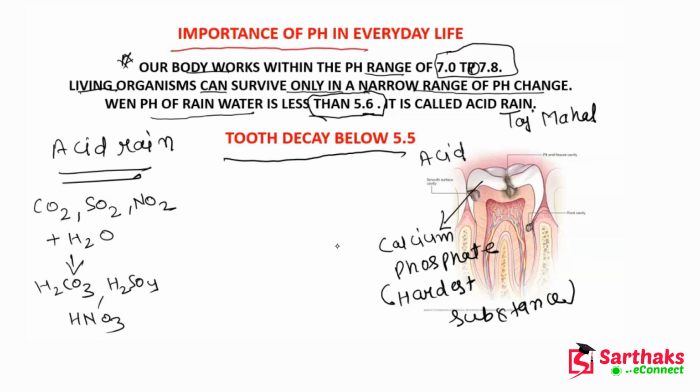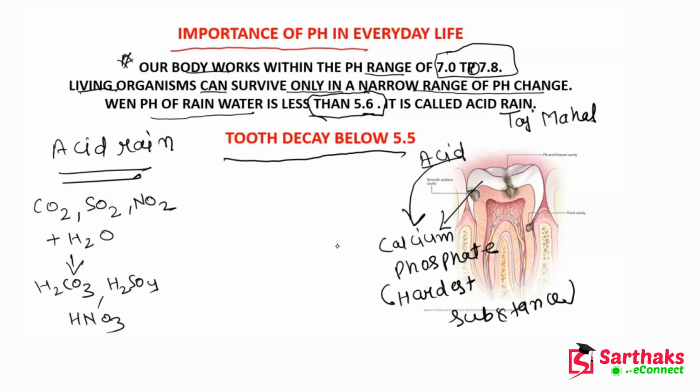Okay, this acid basically what will it do? It will corrode the layer of calcium phosphate, and now the bacteria can easily enter the tooth and make their home. So you can see that there is a hole. It is made up of bacteria and the layer of the calcium phosphate is damaged. Okay, so you have to remember this thing. Acid corrodes the layer of calcium phosphate.